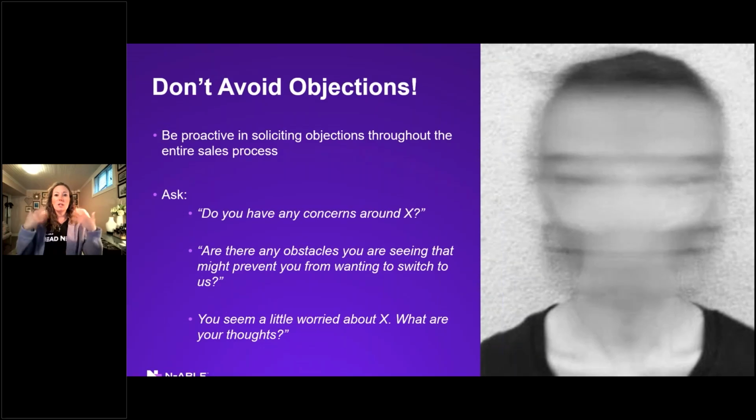So not only do we want to welcome objections and deal with them head on, you also want to proactively solicit them throughout the entire sales process. And you do this just by periodically asking questions like, okay, do you have any concerns around whatever? Or are there any obstacles that you're seeing that might prevent you from wanting to switch over to us? Or, this is where that body language comes into play: you seem to be a little worried about something, would you mind sharing your thoughts with us on that?